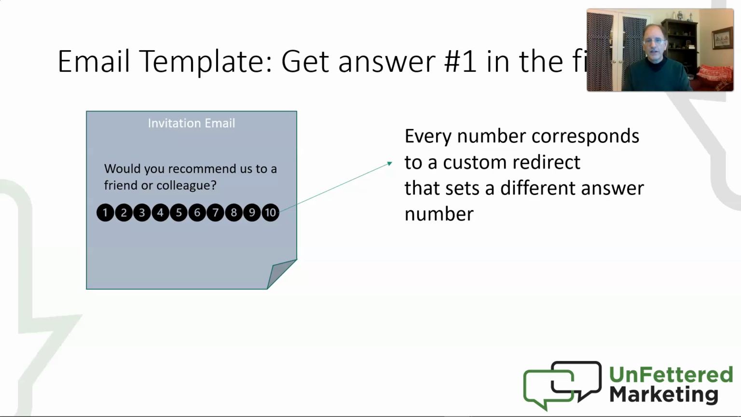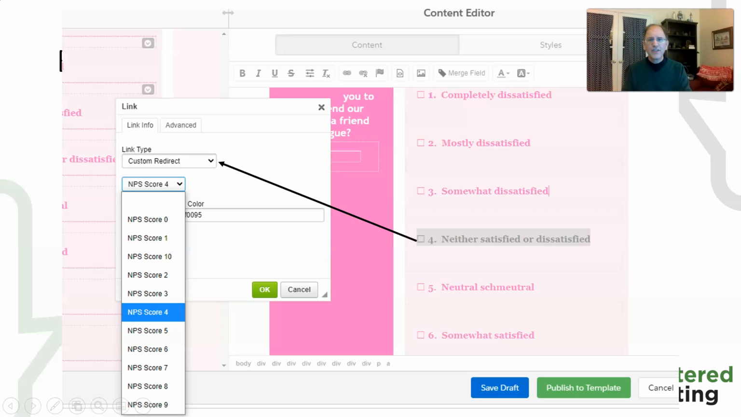So you just have to create an email template that has this in it. It can be very simple. It can be just a row of numbers like this. You can do something that's very clever. I found this one that has a bunch of different colors in it. But the point is that when you're setting that link, you have to use the link type of custom redirect.